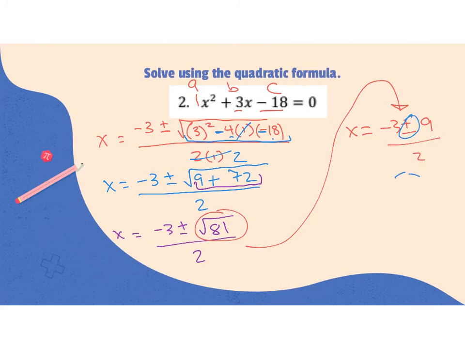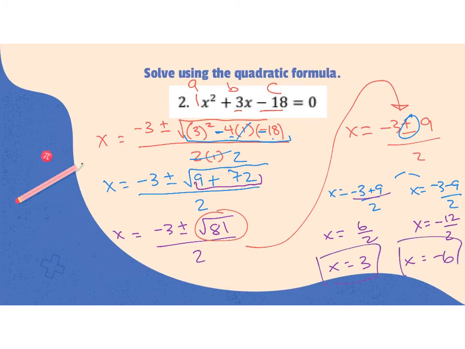So now I'm going to split them apart. X equals negative 3 plus 9 over 2, and x equals negative 3 minus 9 over 2. So then I have x equaling 6 over 2. Negative 3 plus 9 is 6. So that's x equals 3. And x equals negative 12 over 2, or x equals negative 6. There are my two solutions.